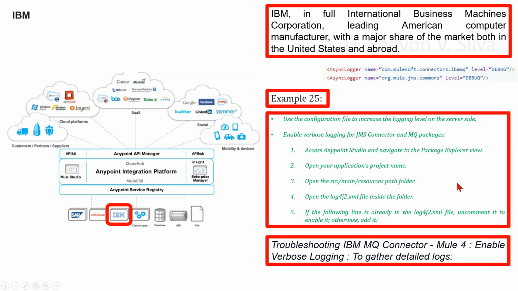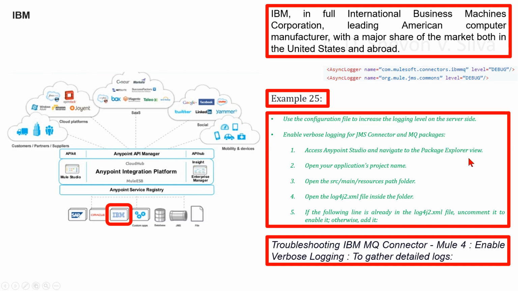Now we are considering enabling verbose logging in troubleshooting the IBM MQ connector Mule 4. Sometimes you are not sure why your application is failing, and you require a better understanding of what's going on in the app's interaction with the MQ server. To gather detailed logs, use the configuration file to increase the logging level on the server side, and also enable verbose logging for JMS connector and MQ packages.